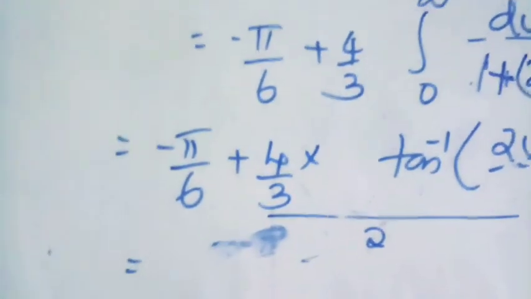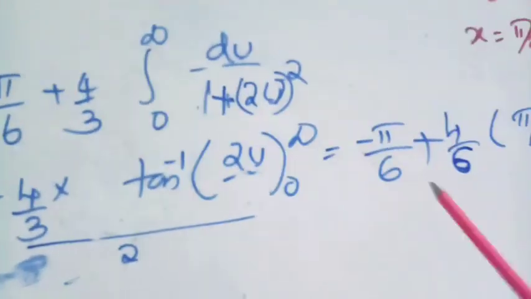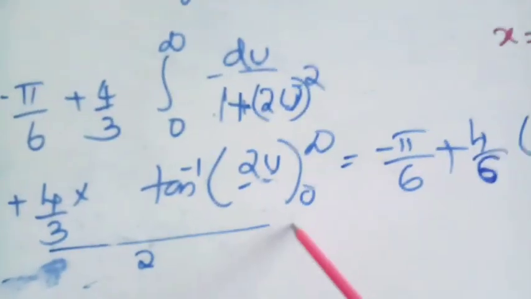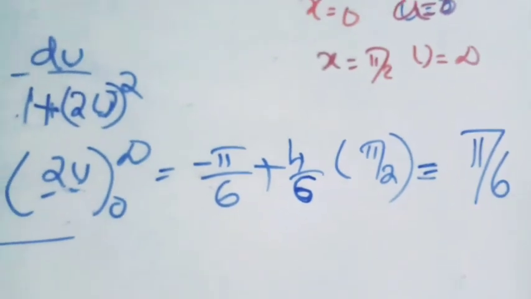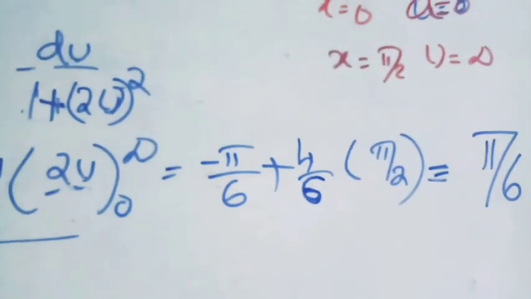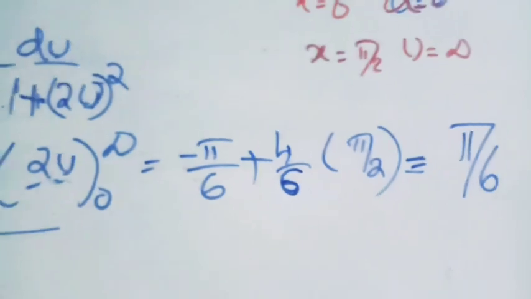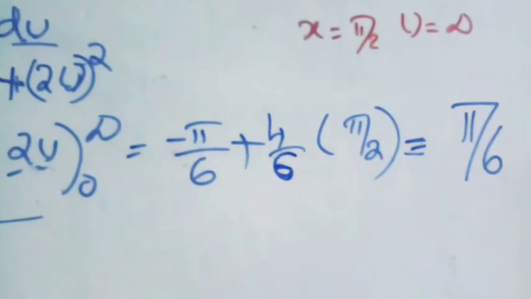Pi by 2 minus pi by 6 plus 4 by 6 tan inverse infinity, which is pi by 2. Okay, so the second part is 4 by 6 into pi by 2, and simplifying you will get pi by 6 for this.